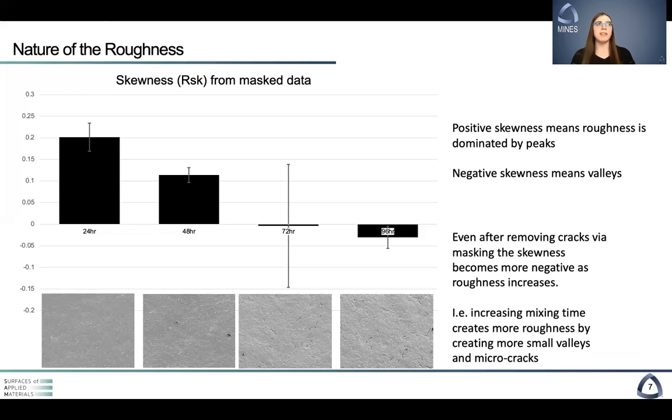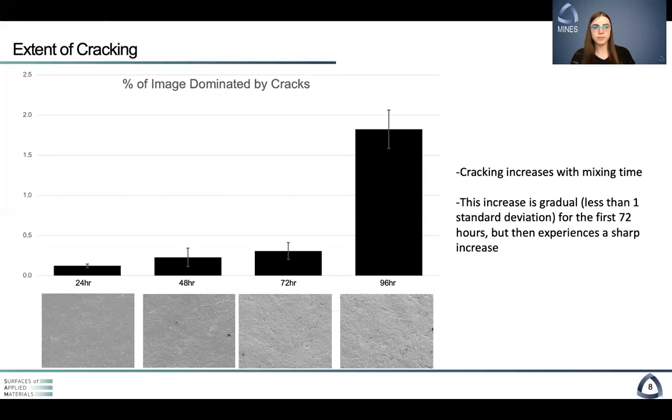Again, it should be noted that this was the masked data, so any large cracks were already removed. This trend still occurs even after that and is showing microcracking and valleys that are too small and not deep enough to be filtered out, which is exactly what we wanted to know and really gives us a good idea of the nature of the roughness.